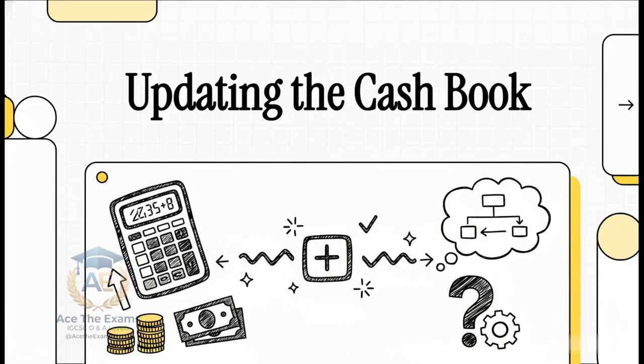All right, welcome to this Explainer Masterclass. Today we are stepping directly inside the mind of a Cambridge examiner to tackle a topic that forms the absolute backbone of the AS and A-Level Accounting 9706 syllabus. We're talking about bank reconciliation statements and specifically updating the cash book.